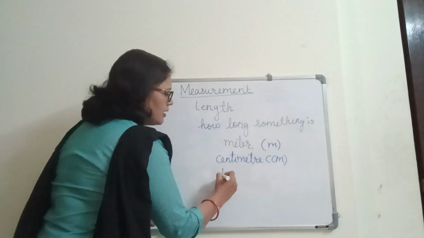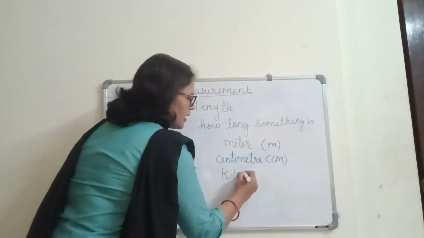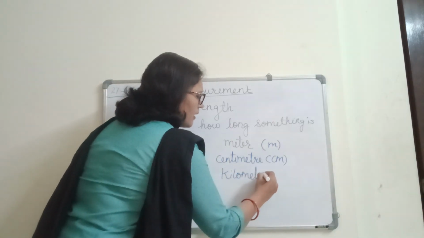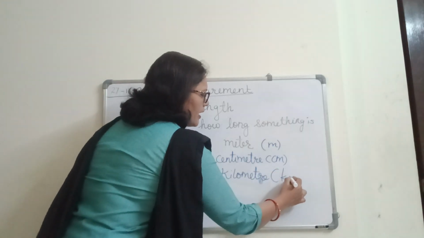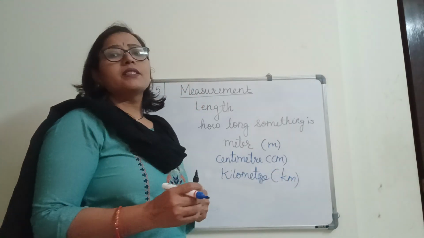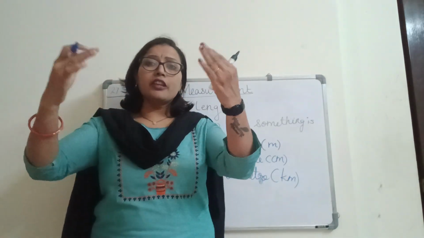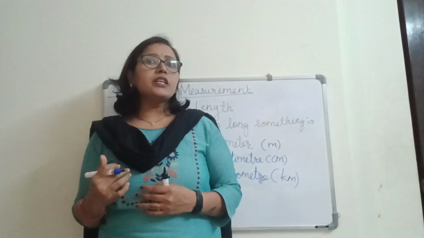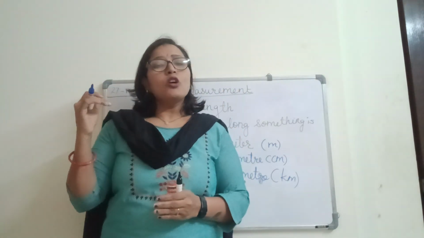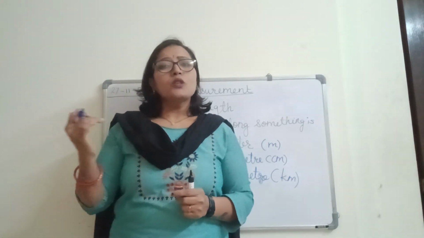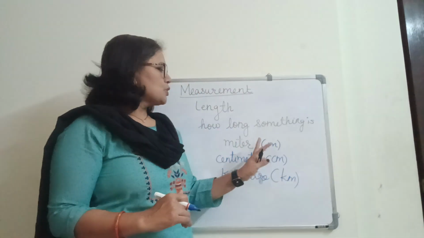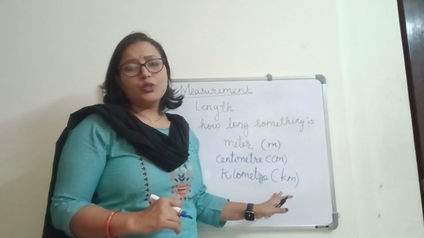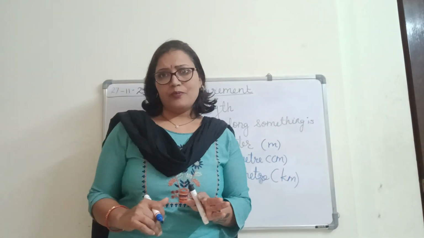And next comes the kilometer. Kilometer is denoted by km. When we are measuring the distance between very far places, from one city to another city, or from school to your home, this distance is measured by kilometer only. So these are the three basic units you need to measure the length.